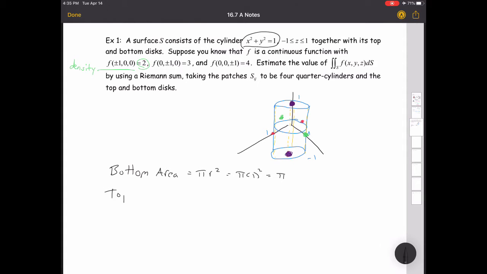And the top area is going to be exactly the same thing. It's also pi r squared. It doesn't change the fact that r is 1. So we also get pi.